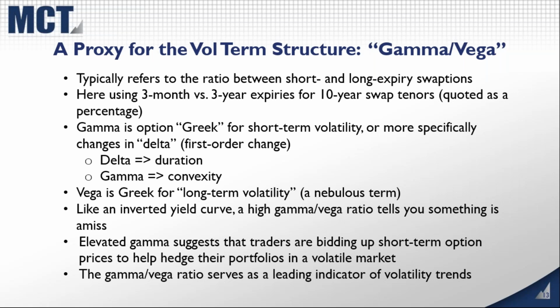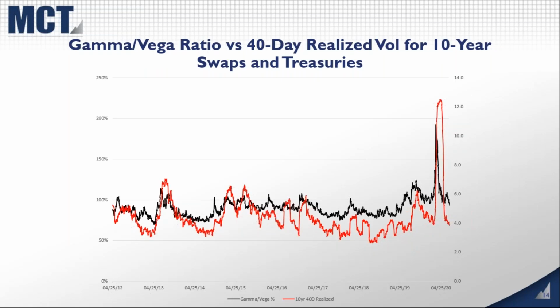And what's interesting is if you look at this graph, the black line shows that gamma vega ratio, and you can see that it approached 190% in mid to late March, and then backed off. But you see that, and it corresponds very well, and looks to be a pretty good leading indicator for the realized volatility that we talked about before. Again, this is for the 10-year Treasury, not the 10-year swap, but you can still get a feel for what's going on in the market based on that ratio.